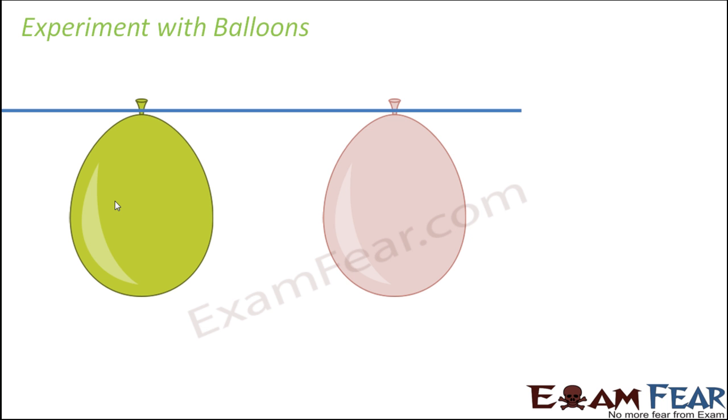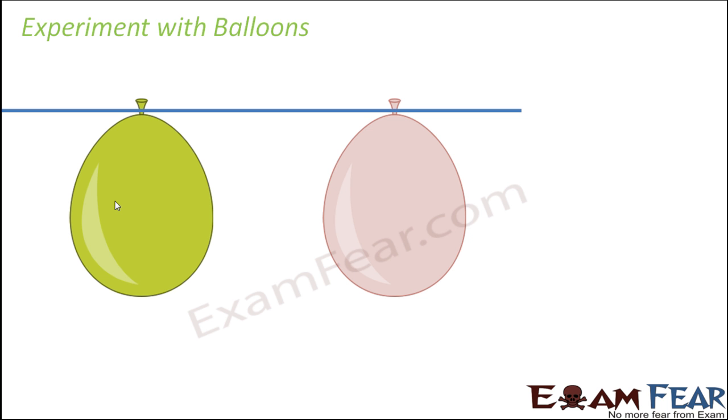So now using this concept, we will look at a few more interesting experiments. So let's look at this experiment with balloons. What we do here is take two balloons. Again, these are all simple experiments which can be very easily tried at your home. So take two balloons, blow them up and then attach them to a string as is shown on the screen.